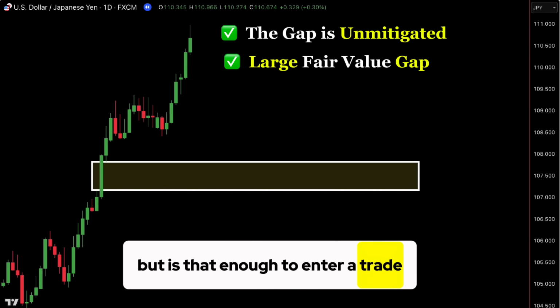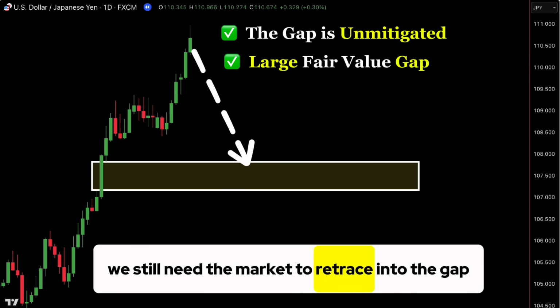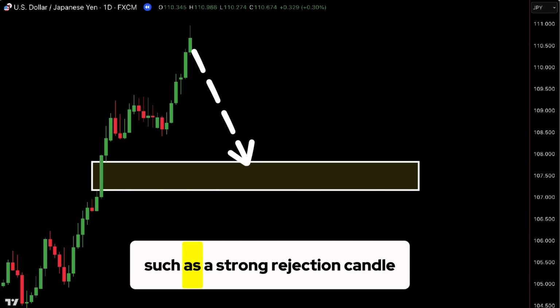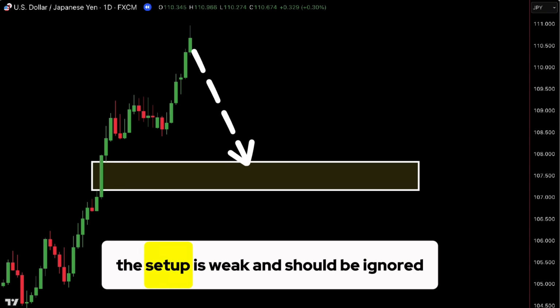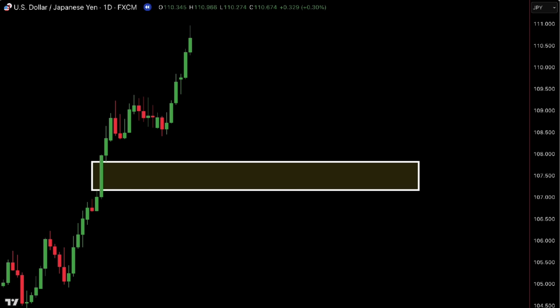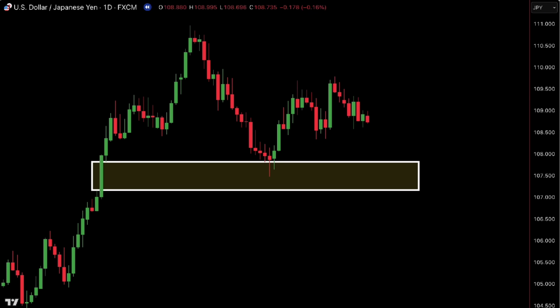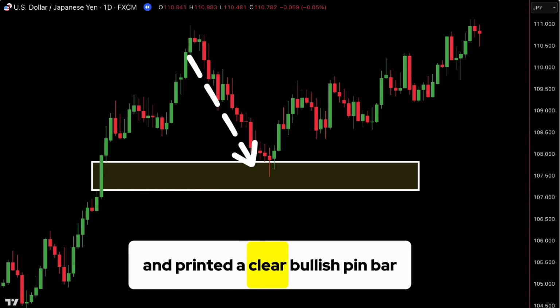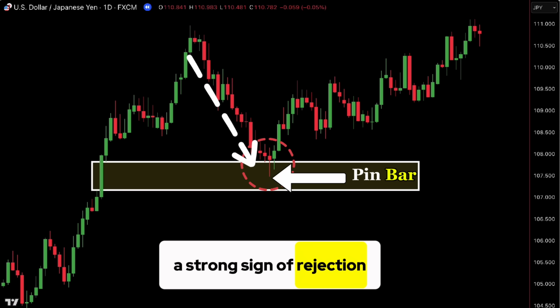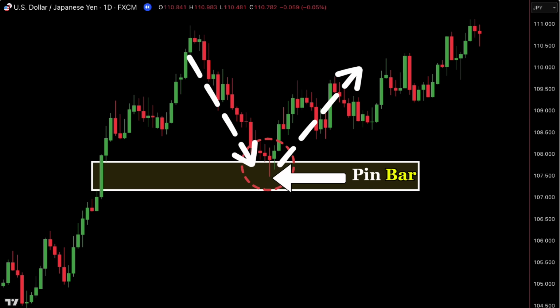But is that enough to enter a trade? Not yet. We still need the market to retrace into the gap and show a clear reaction, such as a strong rejection candle. If price touches the fair value gap but shows no reaction, the setup is weak and should be ignored. Now look what happened. Price came back, tapped the fair value gap, and printed a clear bullish pin bar, a strong sign of rejection. From there, the market continued upward with momentum.